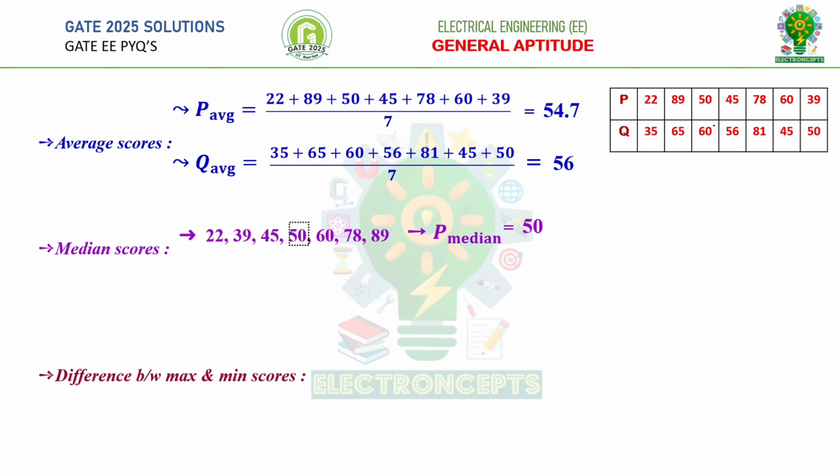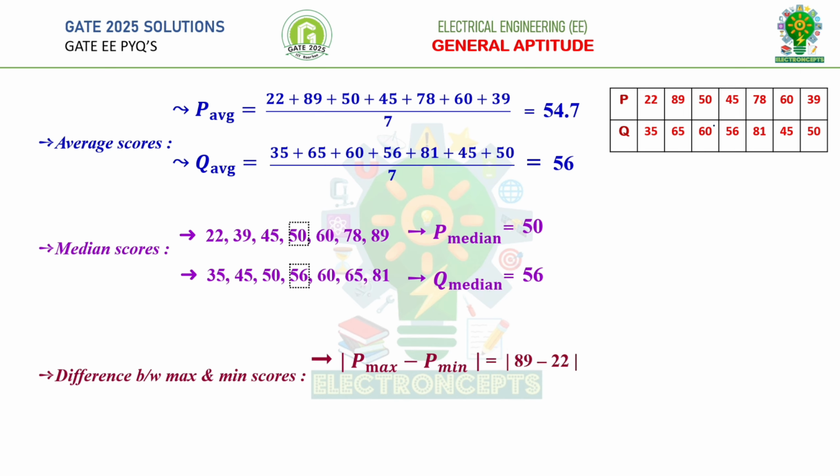Now, similarly, let us calculate the median score of Q. To calculate this, let's arrange the scores of Q in ascending order and find the middle value, which is equal to 56. Now, let's calculate the difference between maximum and minimum scores of both students. Maximum score minus minimum score of student P is equal to 89 minus 22, which is equal to 67. Also, maximum score of Q minus minimum score of Q is equal to 81 minus 35, which is equal to 46.